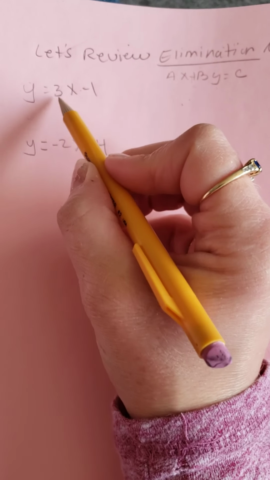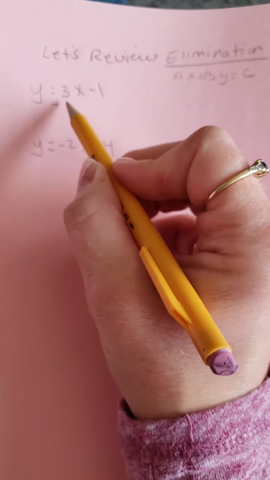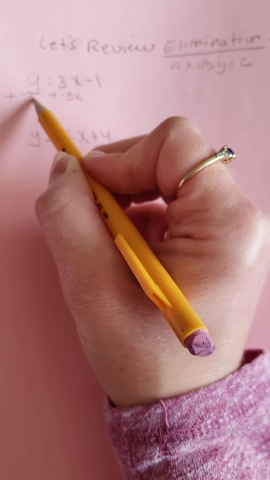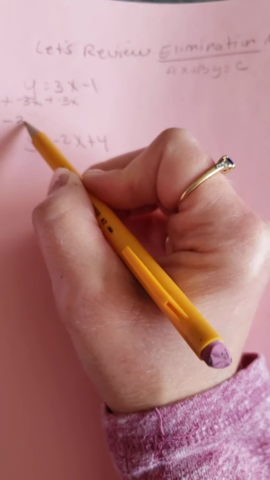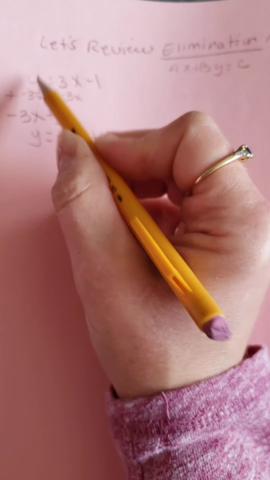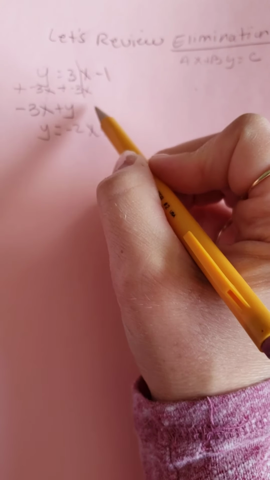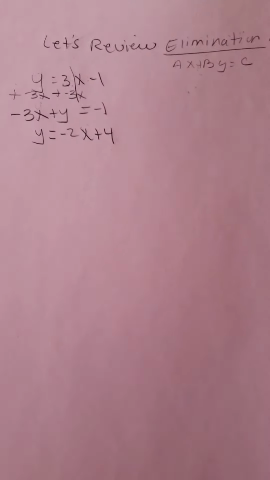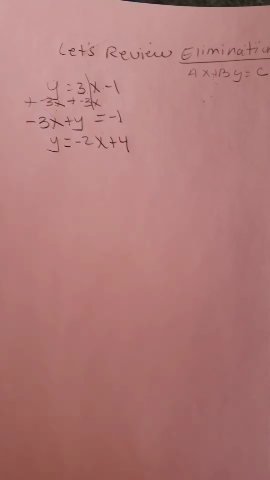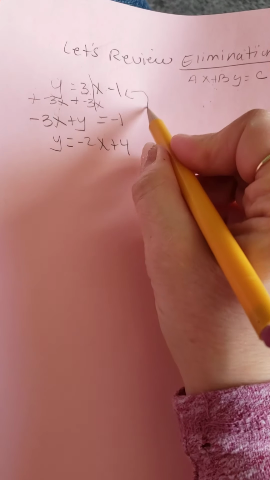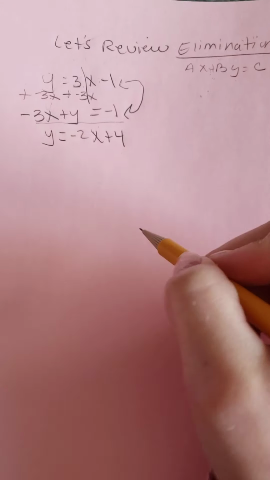Okay, so what do we do? Well, you just got to get this over here. So you add the opposite, add a negative 3x to both sides. And now you have negative 3x plus y, because you can't add those together. They're not like terms. That's gone. And it equals negative 1. Okay, so now you have this first equation changed into standard form.